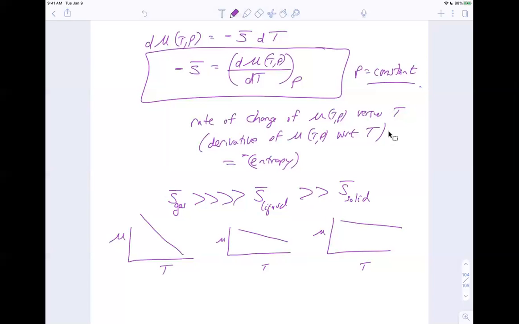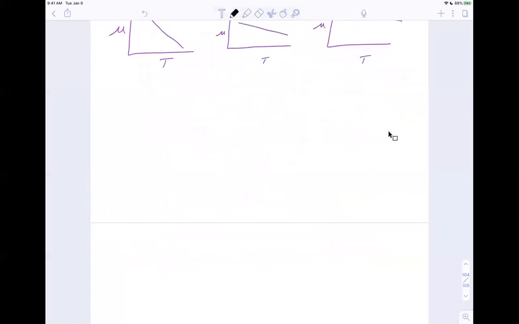Now we're going to put them all on one plot and see what insights we obtain in terms of phase diagrams. So any questions on this? Okay.